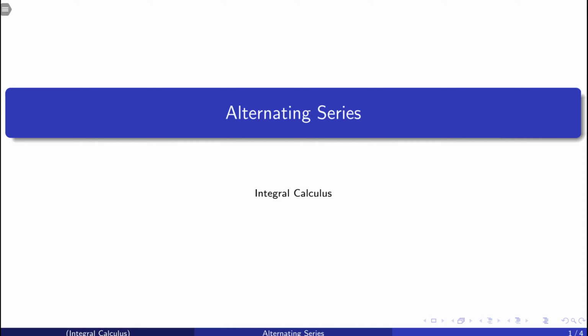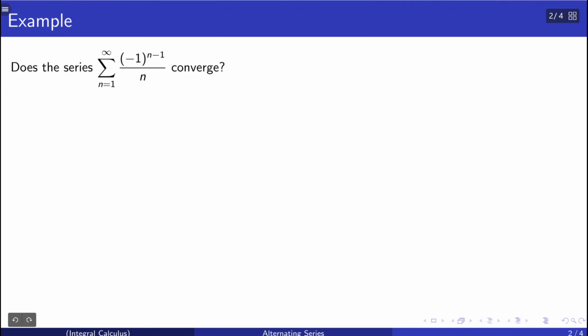Hello, welcome to this video on alternating series. These are basically another type of series for which there is a test specific for them that we can use to test for convergence. And I'll give you an example first of an alternating series.